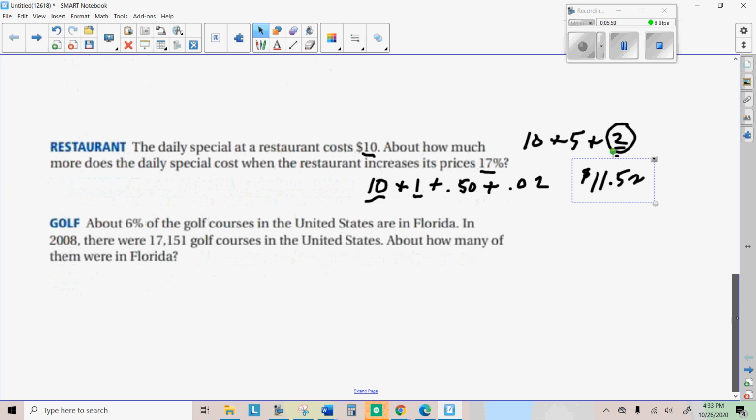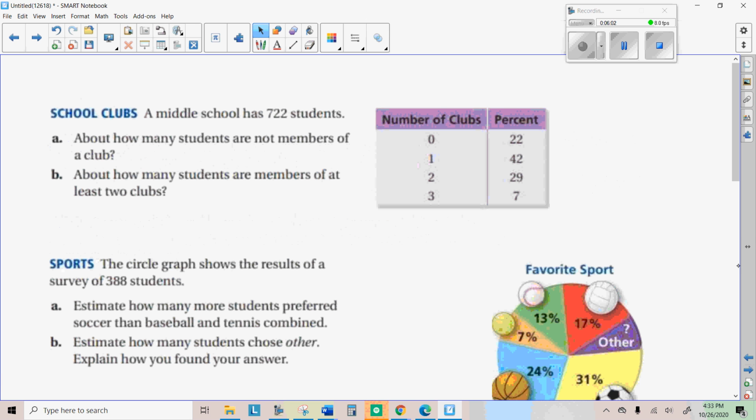All right, so I'm going to let you do the next one. Let's go on to the back page here. I can show you how you can use fractions to help you with these problems. About how many students are not members of a club. So we want to figure it out. The middle school has 722 total, and 22% are not members of clubs. So you can choose how you want to do that, but I'm going to go with the 10% method. And if you want, you can just round this to 700 to make it easy.